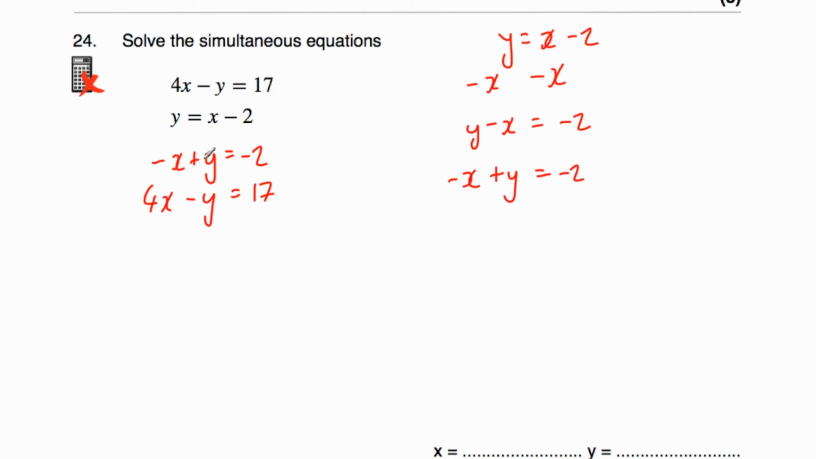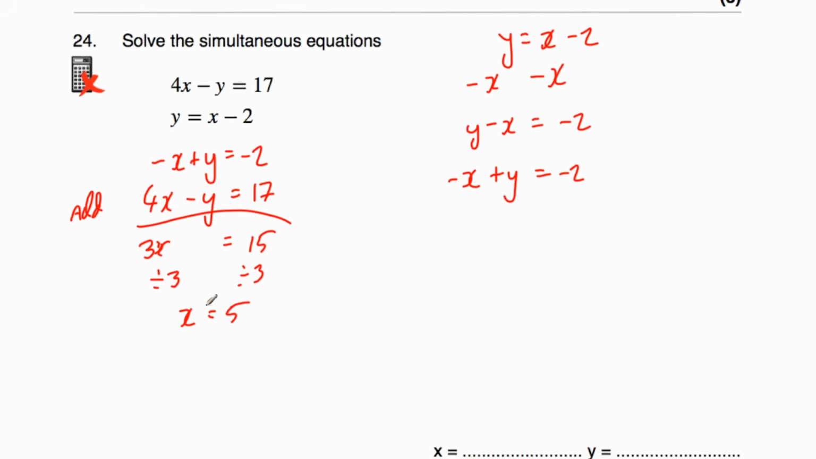Now if we look at these equations, we can see one's got y and one's got minus y. So that's great. We can just add them together. And if we add them together, the y's will cancel. So let's add them. So minus x plus 4x, that's going to be 3x. Our y plus minus y, well, that's 0. And then on the right-hand side, we've got minus 2 plus 17. Well, minus 2 plus 17 is 15. So we've got 3x equals 15. So let's divide by 3 and divide by 3, and we get that x is equal to 5.